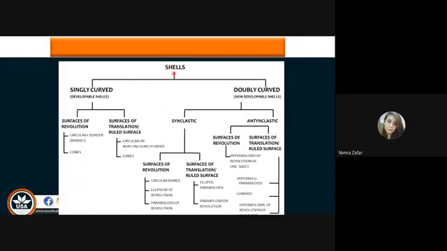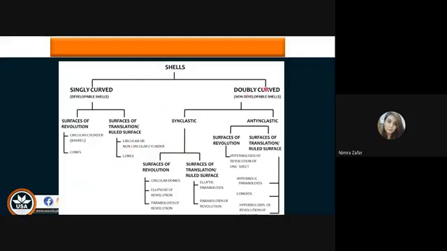Then we have shells. They are singly curved and doubly curved. For singly curved shells, we have developable shells, which have two further types: surfaces of revolution and surfaces of translation or ruled surfaces, which we have studied earlier. Surfaces of revolution include circular cylinders, barrels, or cones, and surfaces of translation or ruled surfaces include circular or non-circular cylinder and cone.